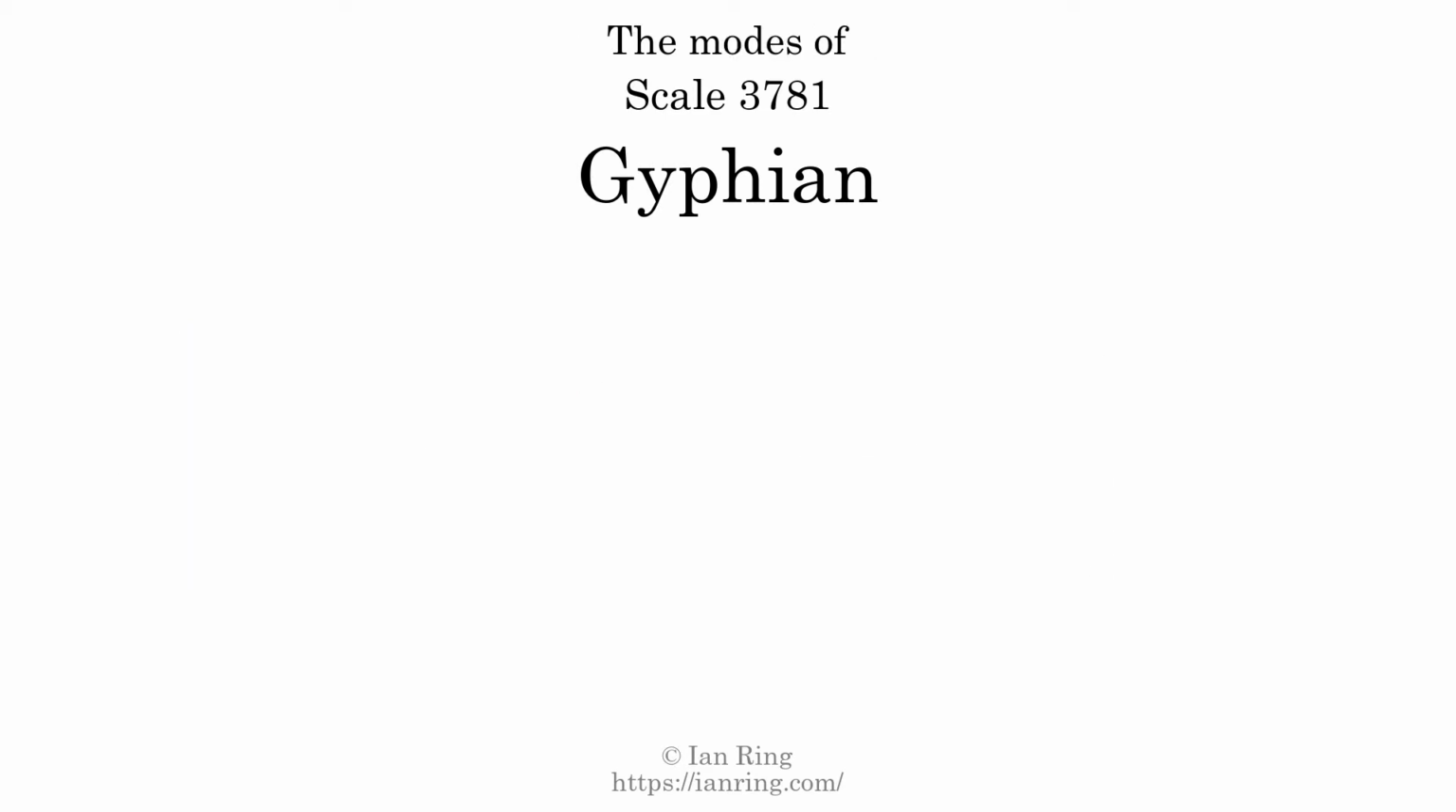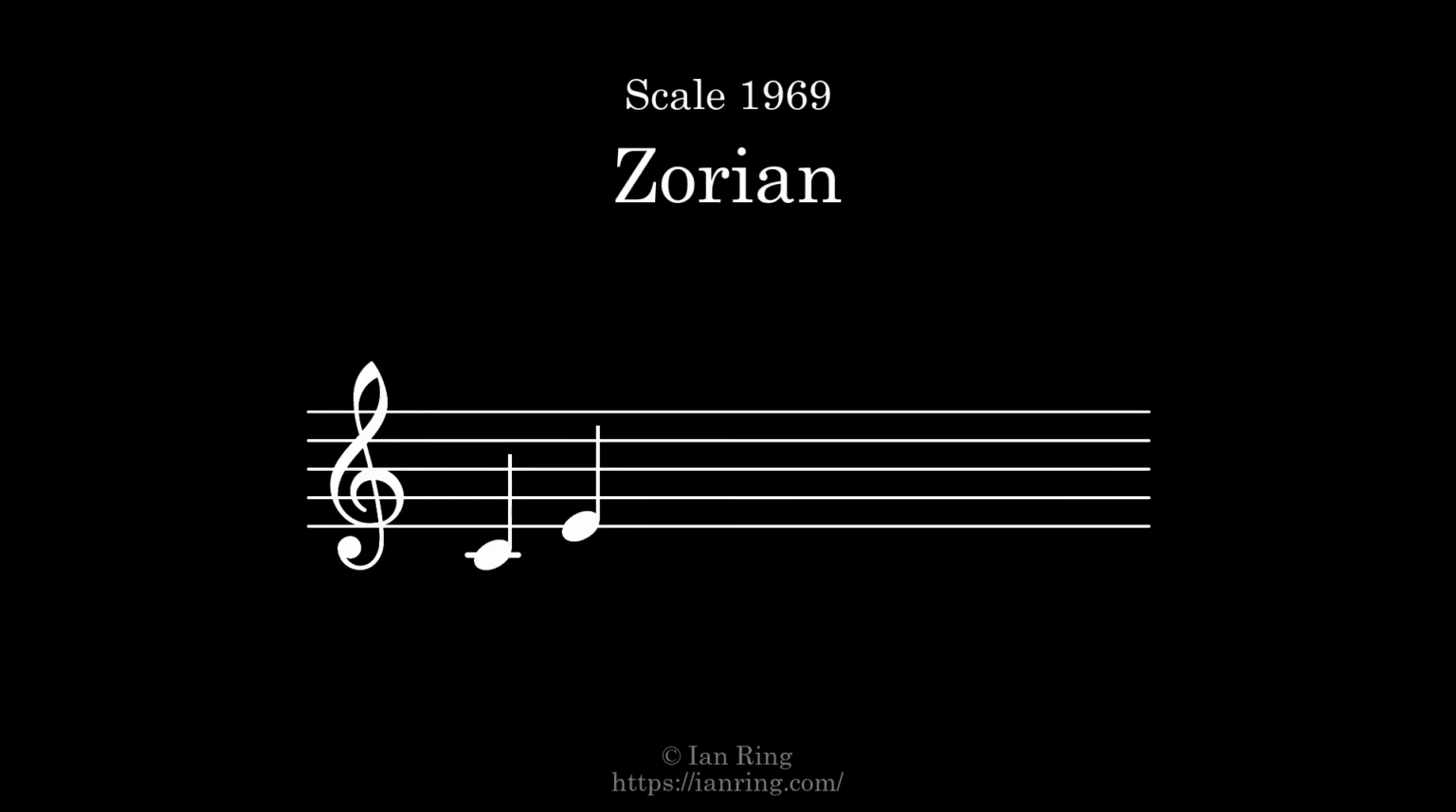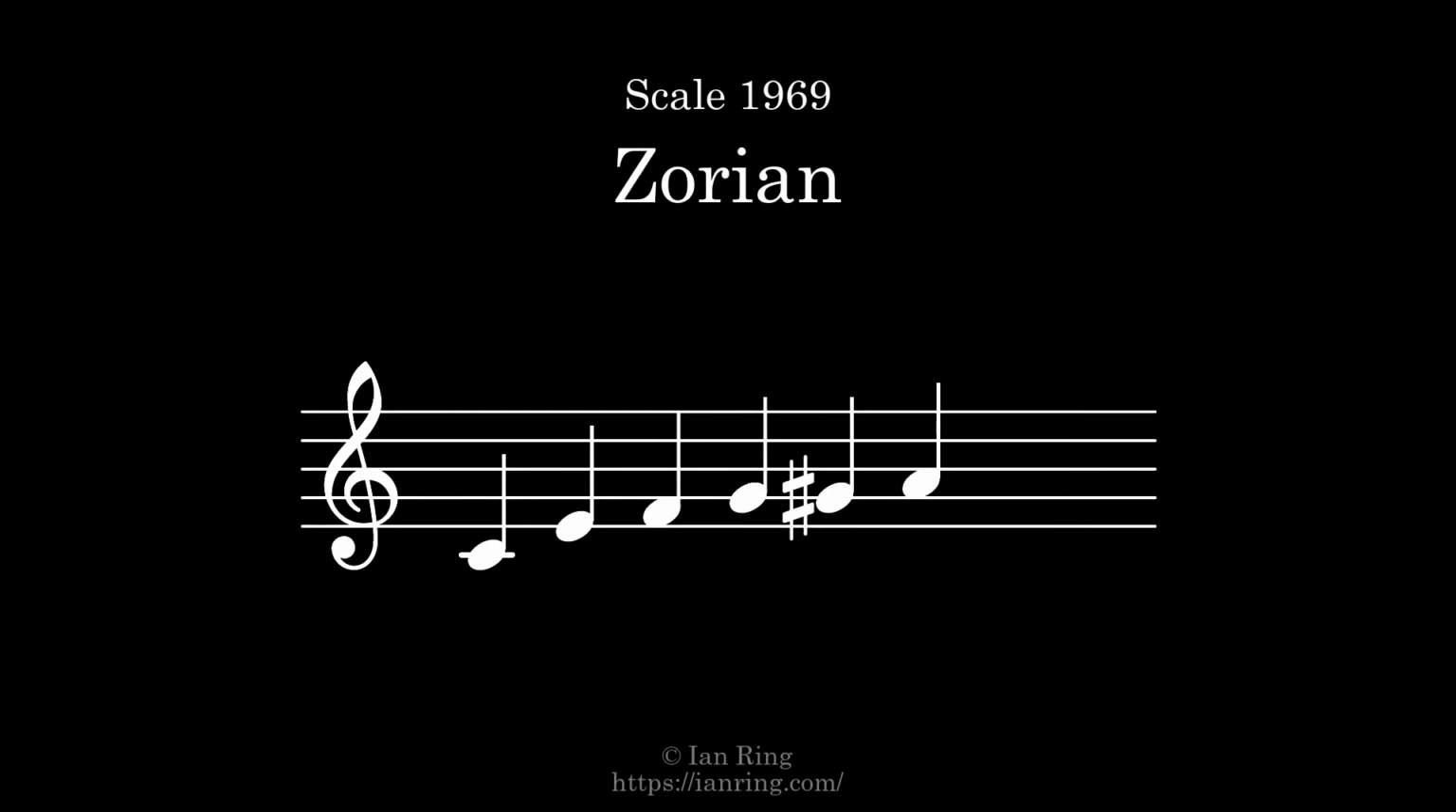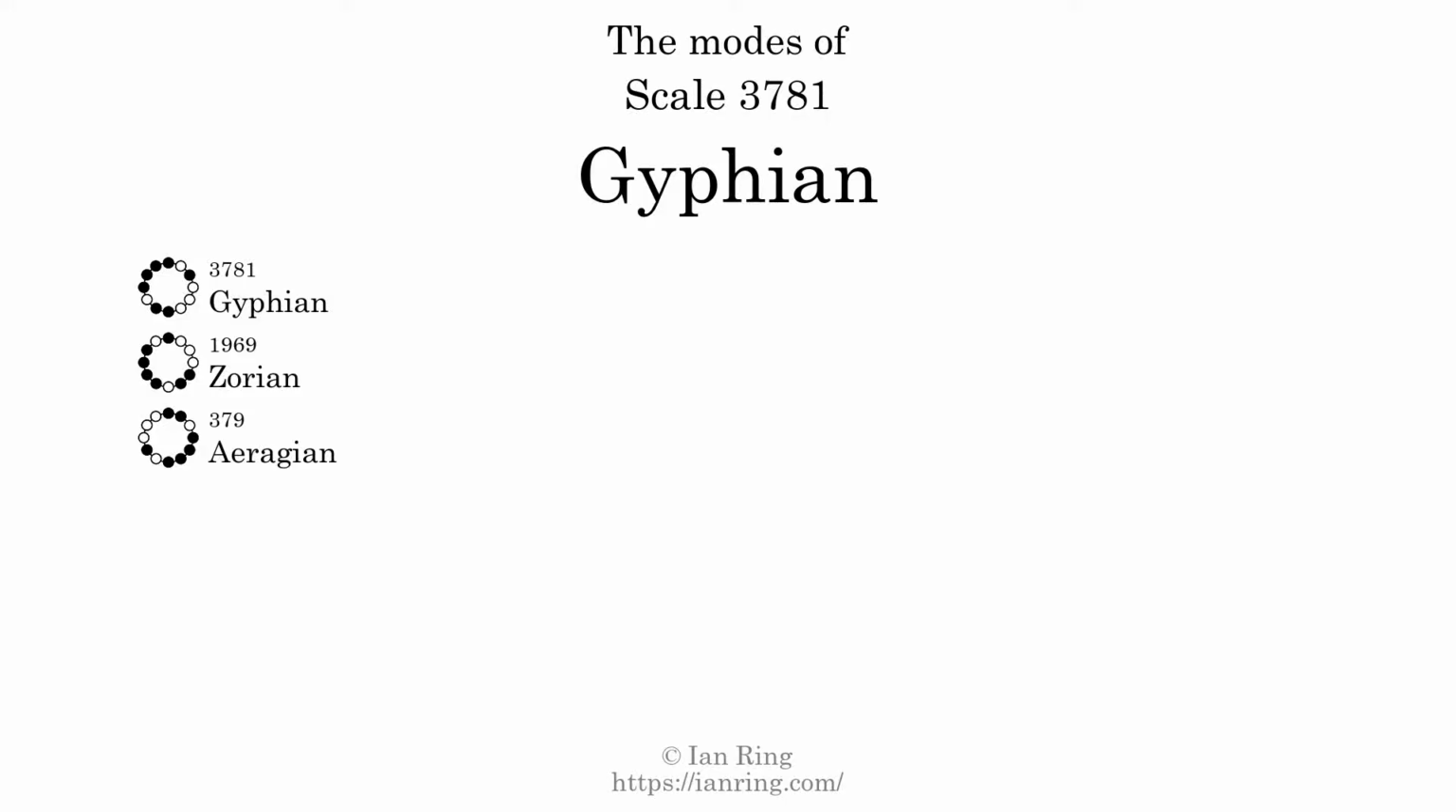This scale has 7 modes. The first mode is itself. The second mode is scale 1969, also known as Zorian. It sounds like this. The third mode is scale 379, also known as Aragian. It sounds like this.